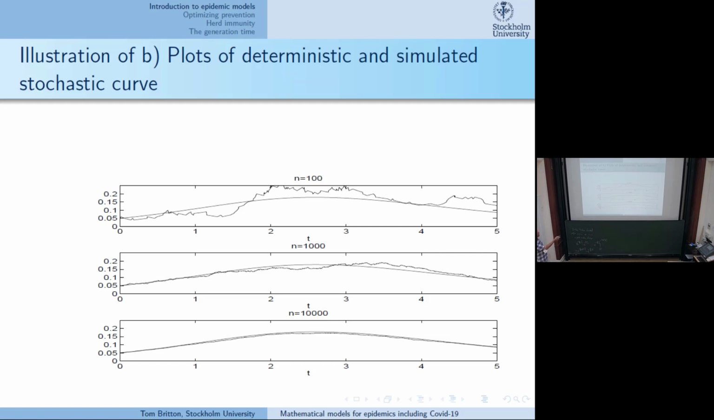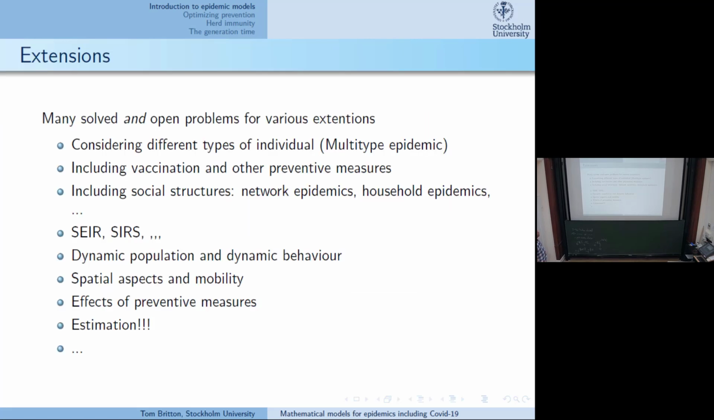So here's one simulation in a population of 100, 1,000, and 10,000, and in each I plotted the deterministic differential equation system. So we see that in a large population, if you start with a positive fraction, it behaves very much like a deterministic system. So this was my very short overview of epidemic models.